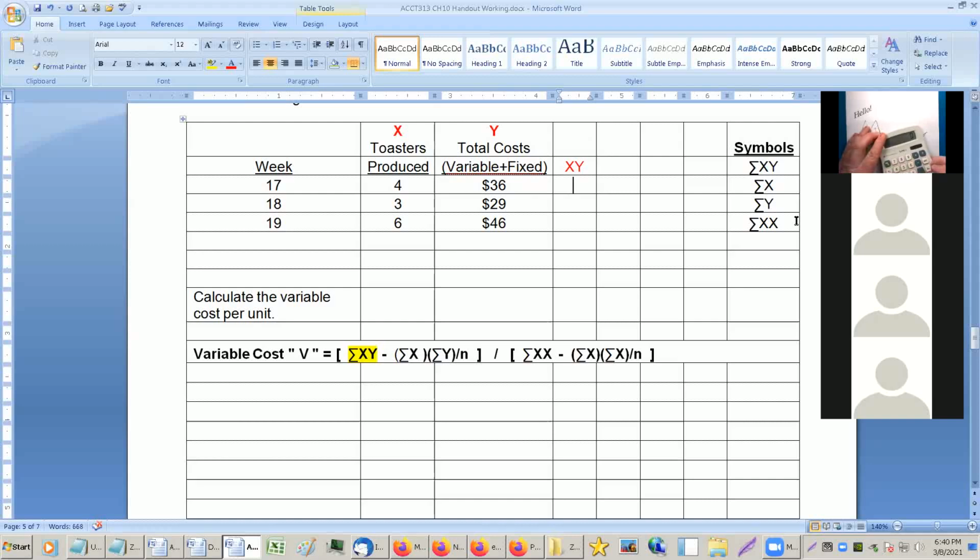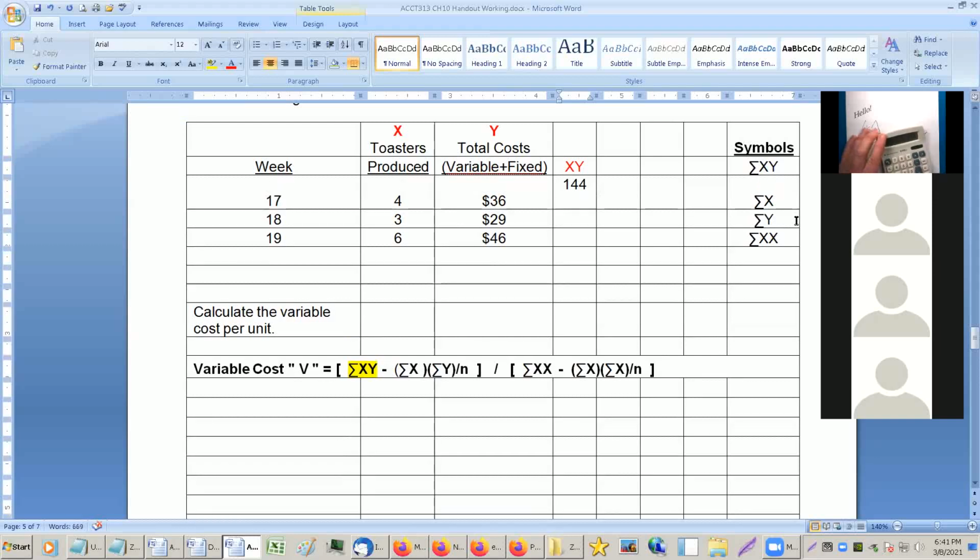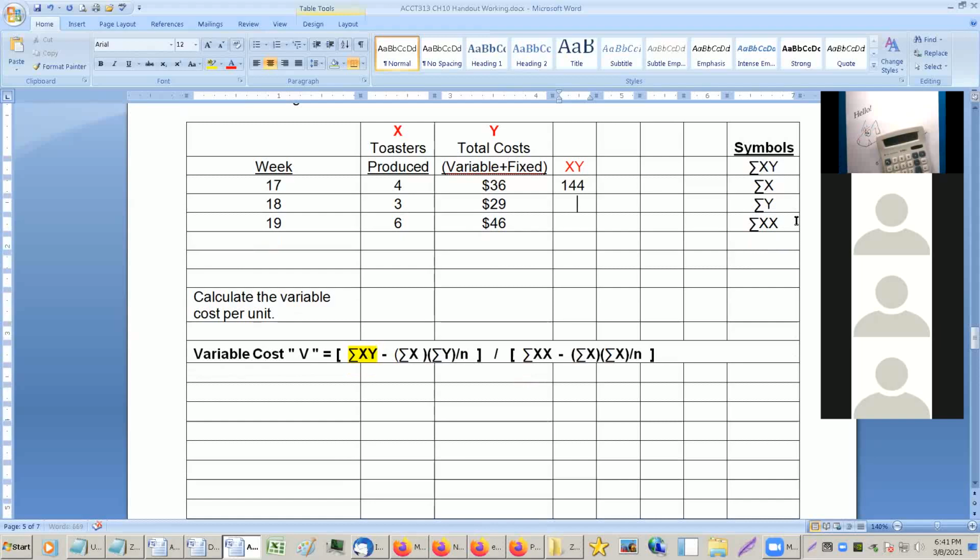So this is 4 times 36, 144. Next would be 3 times 29, $87. Six times 46 is 276.